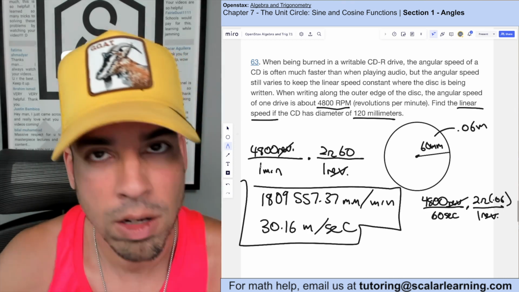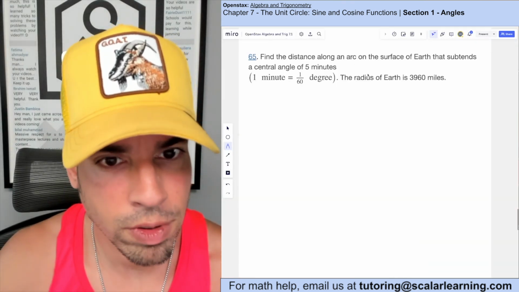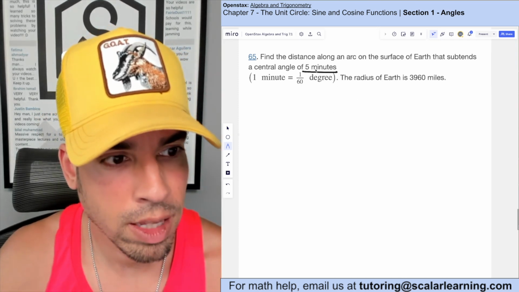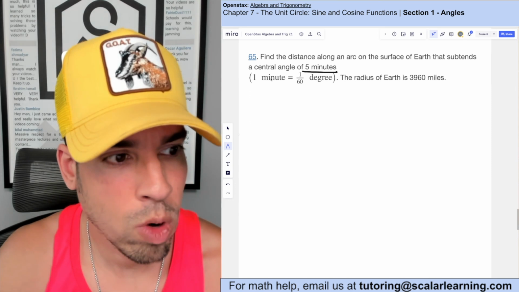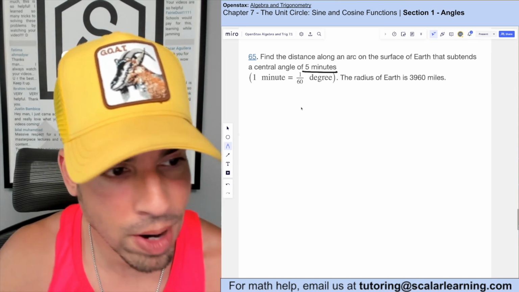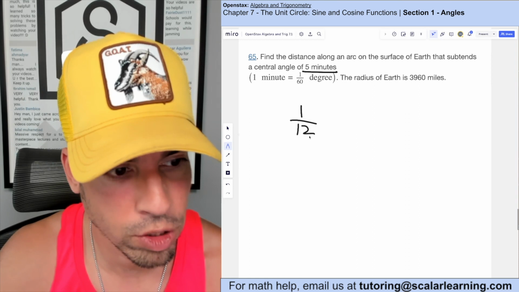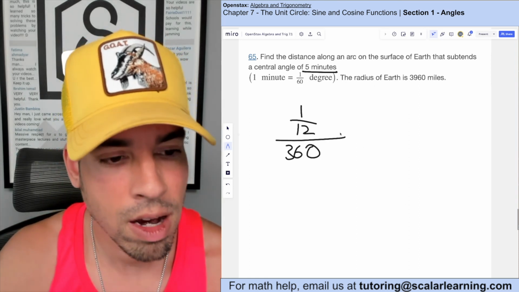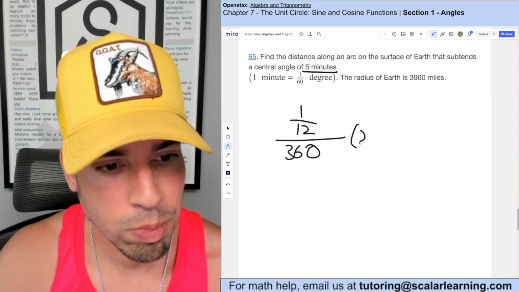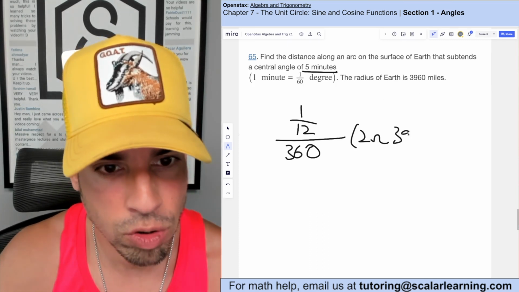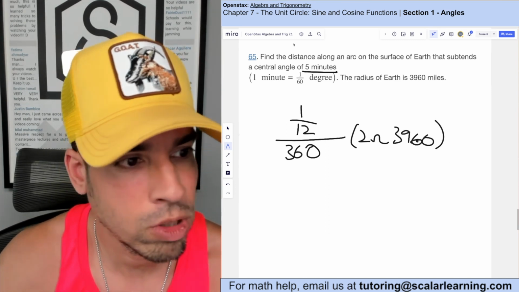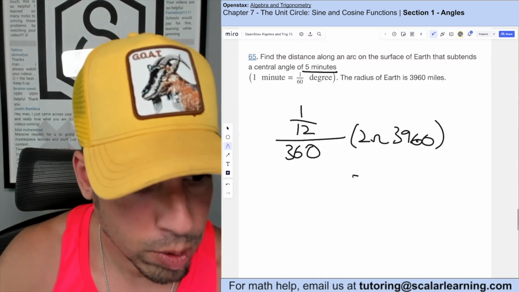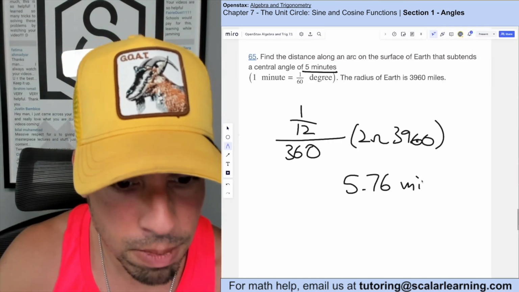Boom, done. Find the distance along an arc on the surface of the Earth that subtends a central angle of 5 minutes. So what we're going to do is take that central angle, and it's basically saying 1 minute is 1/60th, so 5 minutes would be 5/60ths or 1/12th of a degree. And we divide that by the total amount of degrees going around in a circle, which is 360, times the circumference of the Earth, which would be 2 times pi times the radius, which is 3960. So now let's plug it into Desmos. And we get approximately 5.76 if you round it to the nearest hundredth. So it would be roughly 5.76 miles.